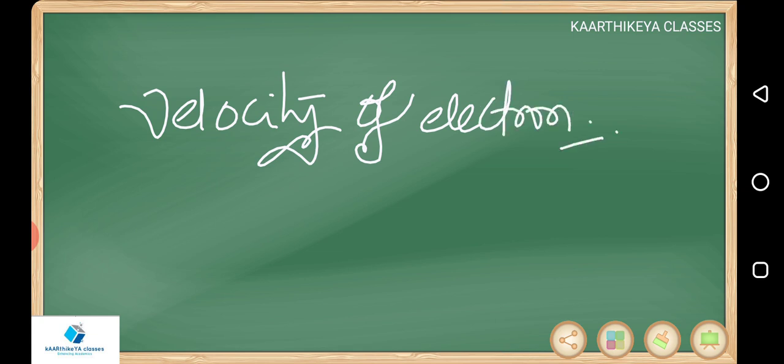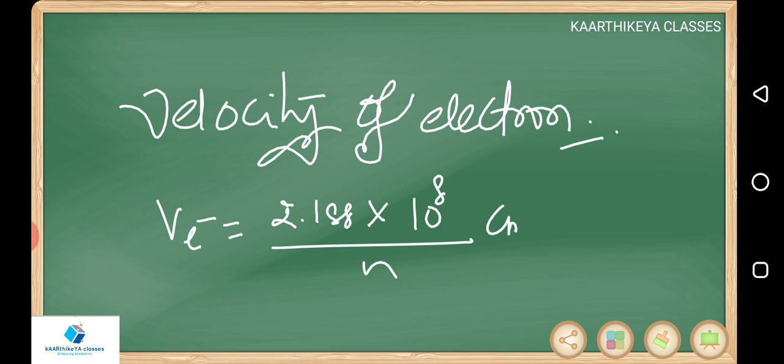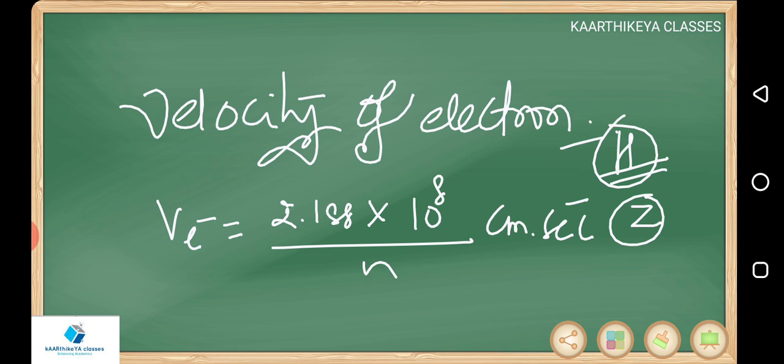A few more lines we'll discuss. One of them is the velocity of the electron. Velocity of the electron is 2.188 × 10^8/n centimeters per second. This is for hydrogen; if Z is not there, it is generally given for hydrogen. But if we want to make it for other atoms, multiply by Z: 2.18 × 10^8 × Z/n centimeters per second. Don't forget the units. This is centimeters per second.